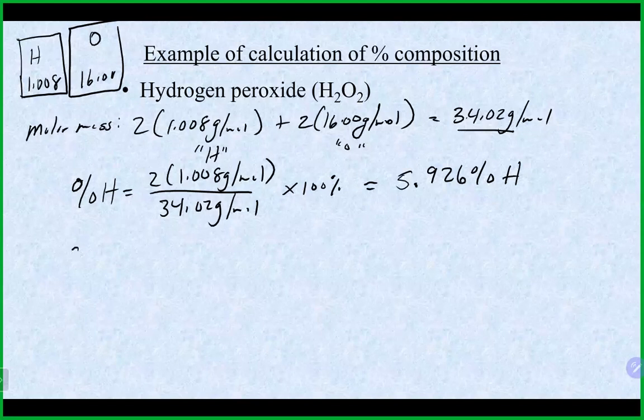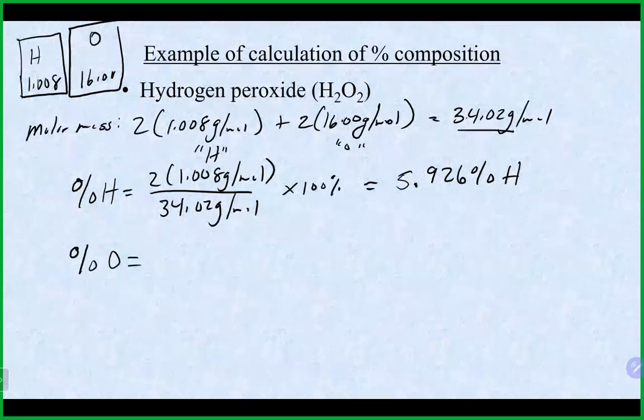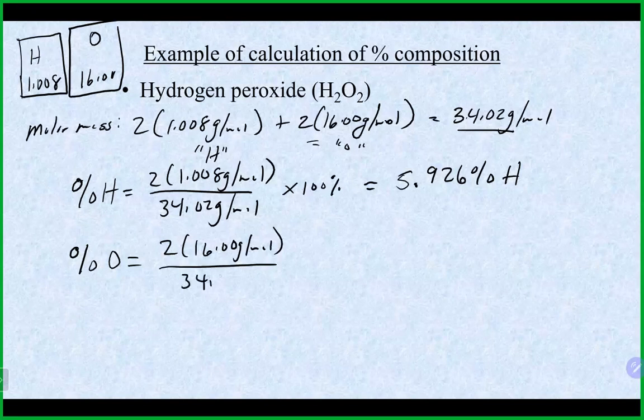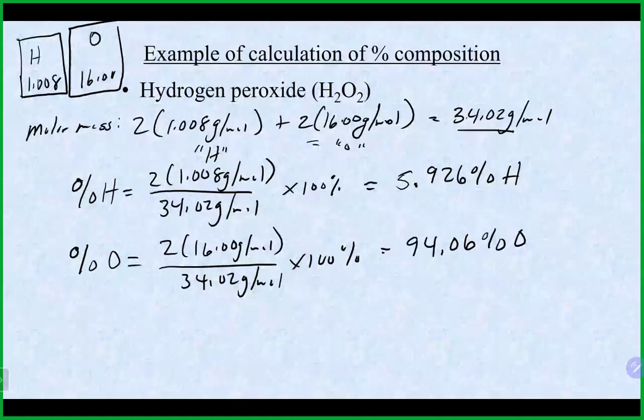We could do the exact same calculation for our oxygen. We also have two of them, so we'll take 2 times the mass of oxygen divided by the molar mass of our entire compound that we got from the periodic table times 100%. And that would get us basically 32 divided by 34.02 times it by 100, 94.06% oxygen. By the way, by mass, which one makes up most of the mass here? It is basically 94% oxygen by mass, right? And about 6% hydrogen.